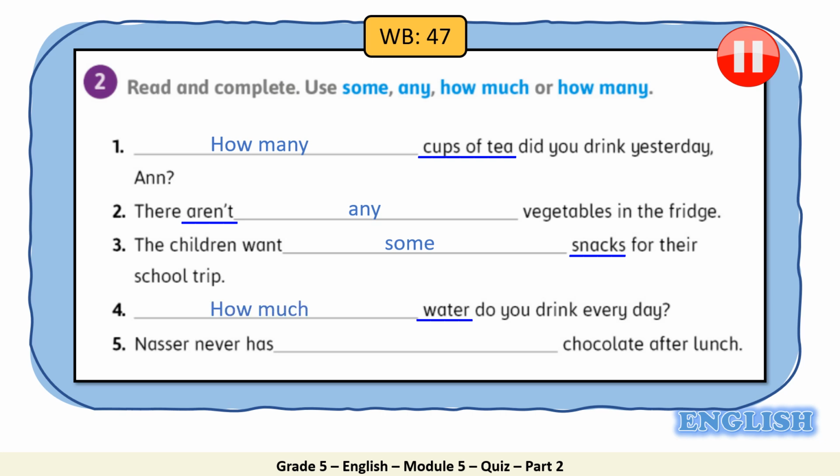Very good. Now number 5 was a bit challenging. The answer for number 5 is any. Why? Because this is a negative sentence. Where is the word that helped me? Where is the key word? The key word is never. Did you check all your answers? Good job.